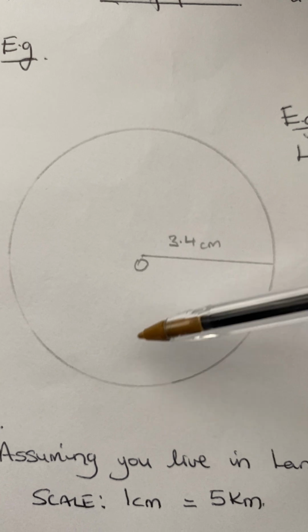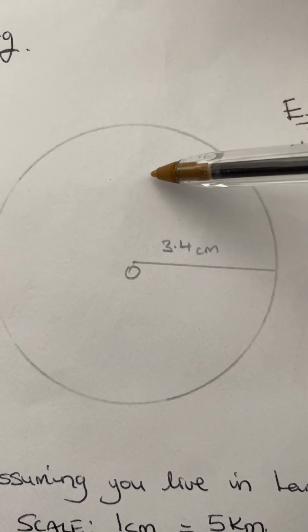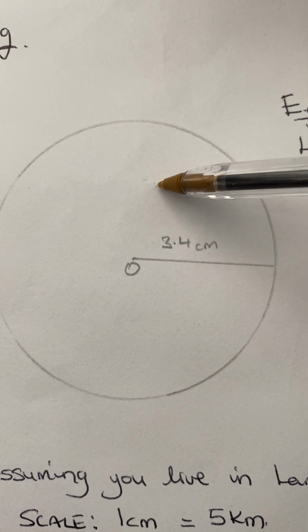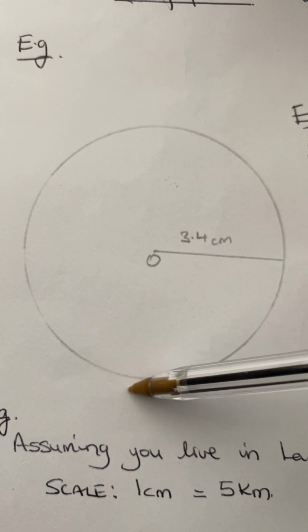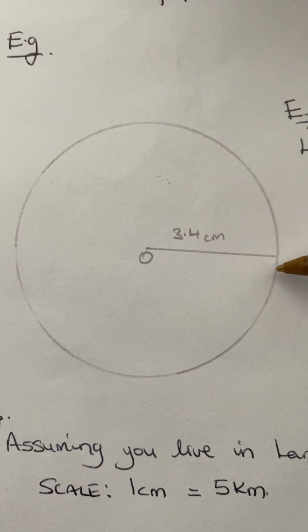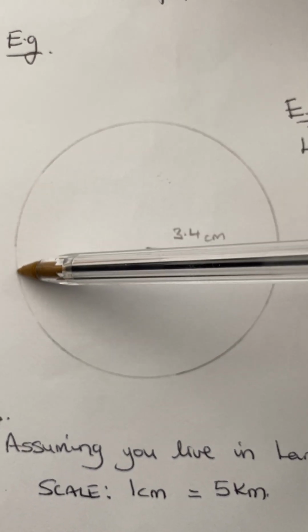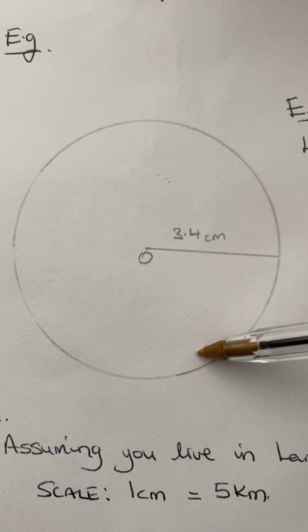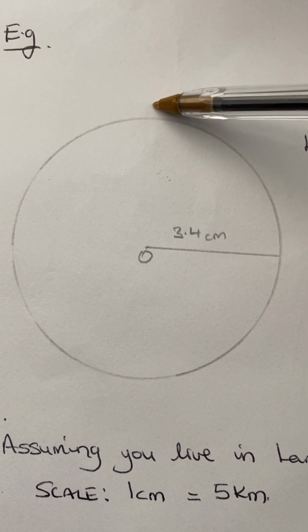Okay, so now the points within are not my locus. It is the boundary of 3.4 centimeters. So this circle here, the line, or the circumference, that is my locus here.